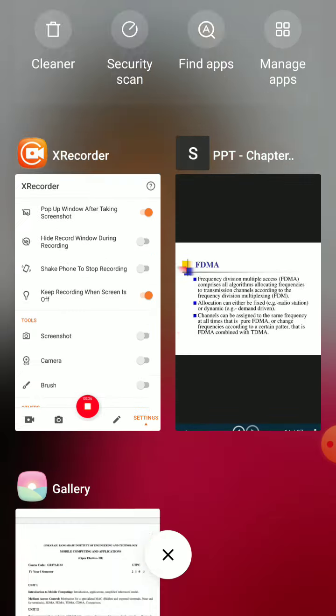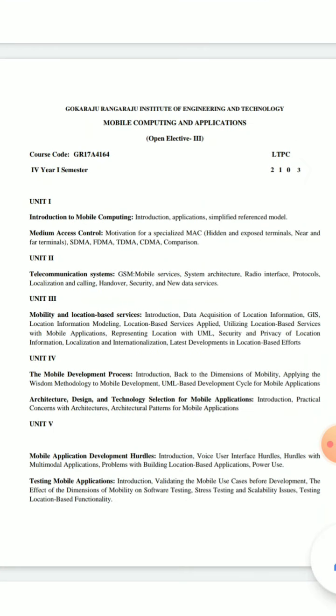Okay, this is the syllabus. Now we are using the syllabus. It is the GR17 regulation, Mobile Computing and Applications. Now I am explaining about Unit 1, FDMA in medium access control. Right?